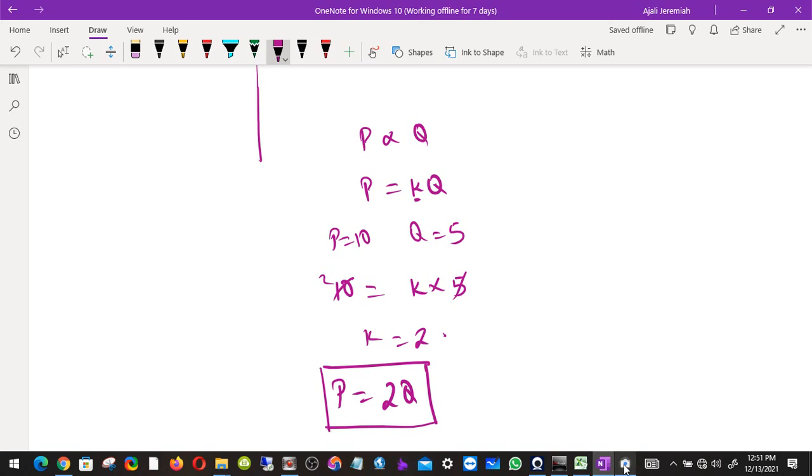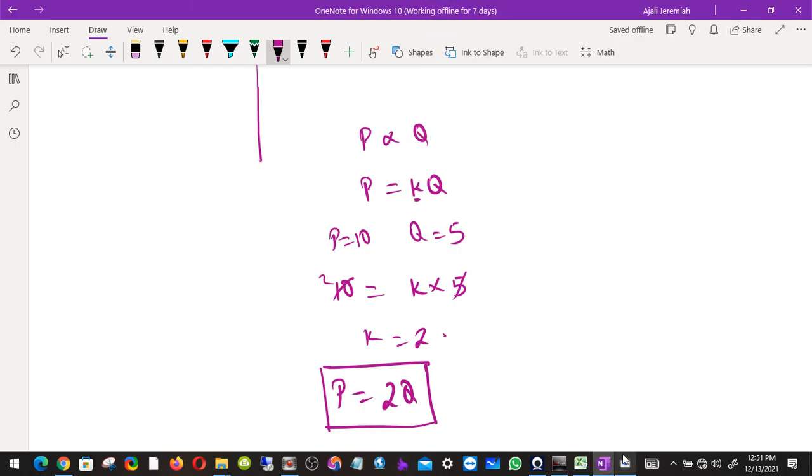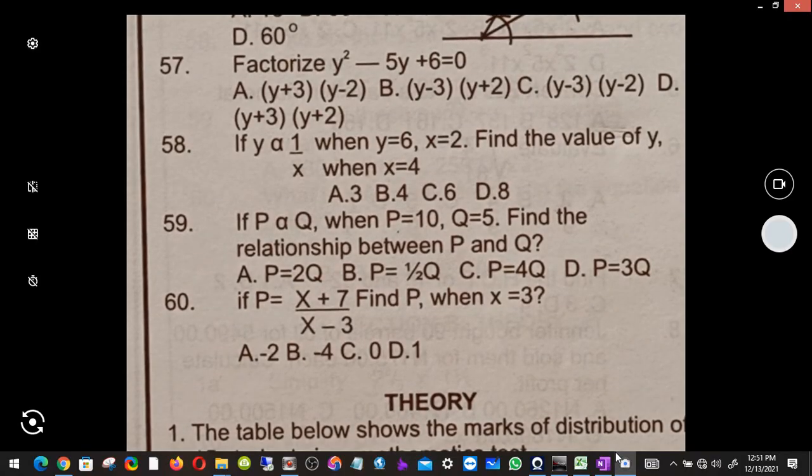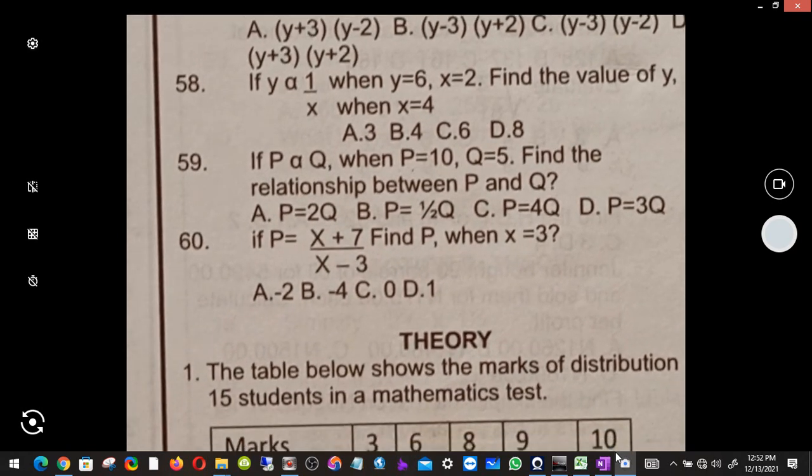So if we have our law, we can now get other values. It now says find the relationship, that's all they want. So what's the relationship, please? P is equal to 2Q. Option A. Option A.